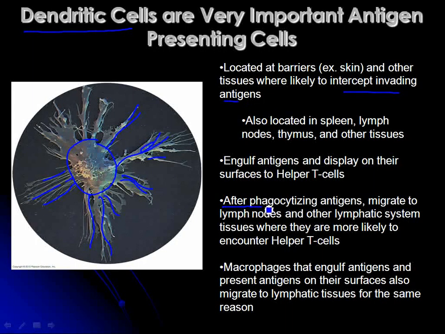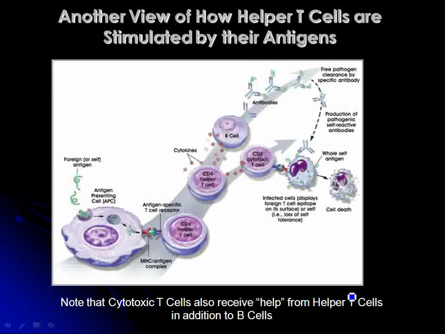Now, this is interesting, too, about those dendritic cells. Say they're located in your skin or along a mucous membrane somewhere. After they gobble up a bunch of antigens and start presenting them on their surfaces, notice this, they actually migrate to your lymph nodes and other lymphatic system tissues, like the little patches down in your intestine, and they localize themselves there because that's where your helper T cells are hanging out. So it's more likely that they'll be able to present an antigen to its corresponding helper T cell in one of those locations. Your macrophages do that too. So if they engulf antigens in some particular tissue somewhere, they migrate to lymph nodes, the spleen, your tonsils, etc., to hopefully find helper T cells to present those antigens to.